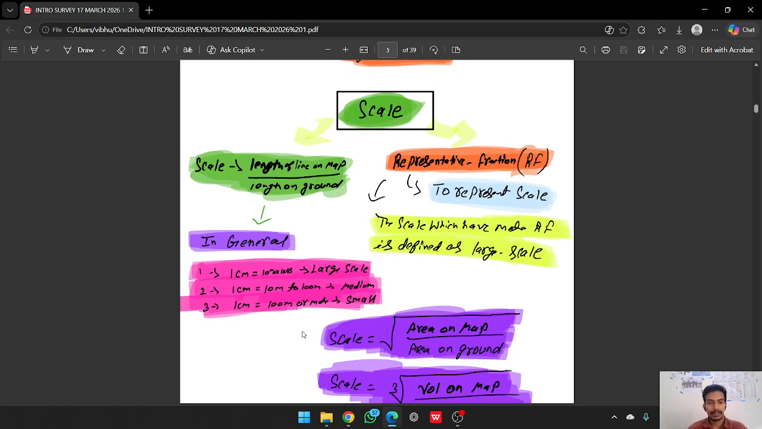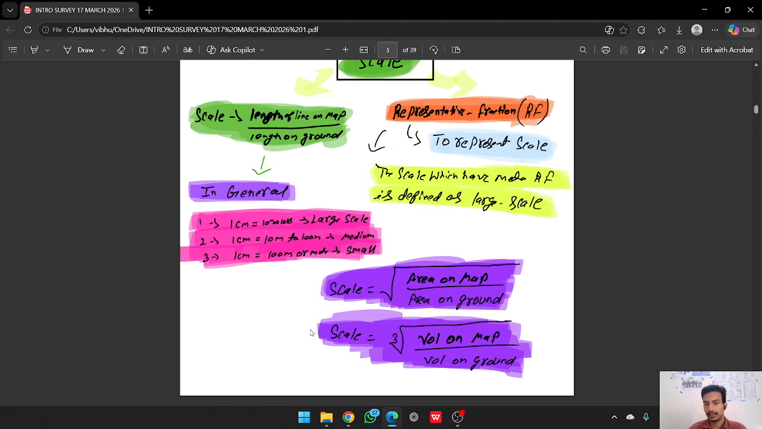In general, 1 centimeter equal to 10 meters or less is known as large scale, also known as engineering scale. 1 centimeter equal to 10 meters to 100 meters is known as medium, and 1 centimeter to more than 100 meters is known as small. Like the scale formula: if we get the area on the map and the area on the ground, we calculate by scale. If area is given, then we take the square root. If volume is given, then we take the cube root.